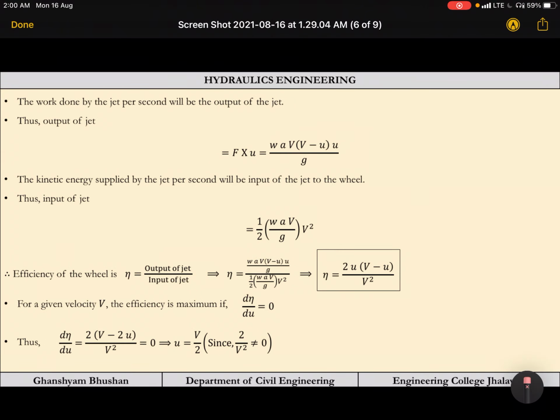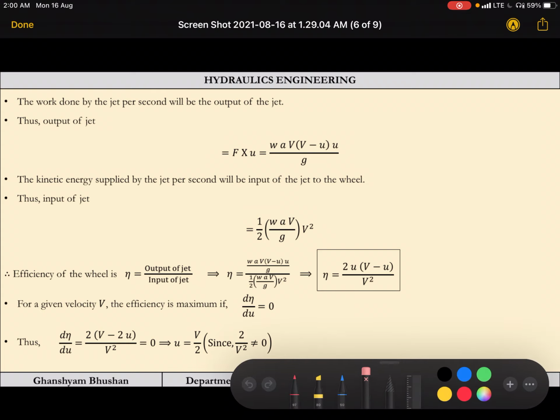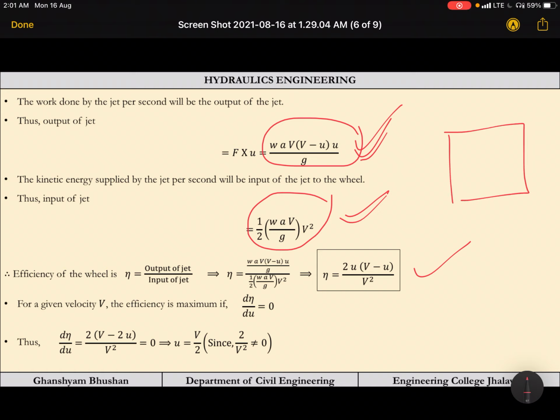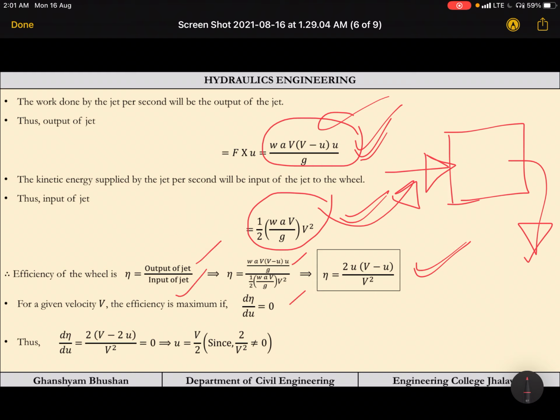So we want to calculate the efficiency. How are we going to calculate efficiency? This is our output, what we are getting, and this is what we have put in, the energy we have provided to the system. This is the energy we are getting from the system per unit time, that is per second. Efficiency is always output by input, output of jet by input of jet. Put all the values here and you will get 2u(v minus u) by v square.